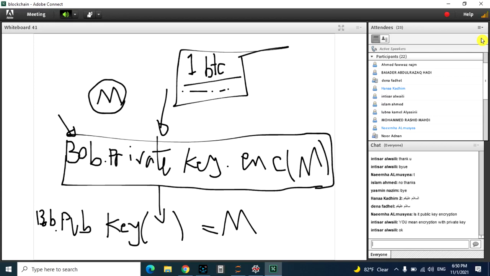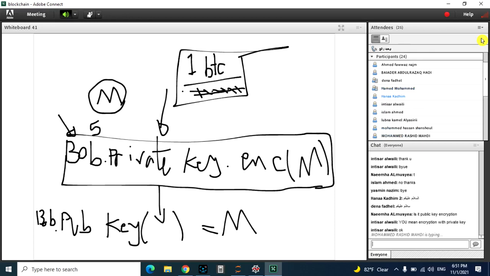For example, suppose that Bob has 5 Bitcoin. I cannot spend some Bitcoin behind Bob's back. Why? Because I don't have the private key of Bob. Bob has a private key. When Bob wants to send some money to others, he puts his private key here. So others, using his public key, can verify the sender.